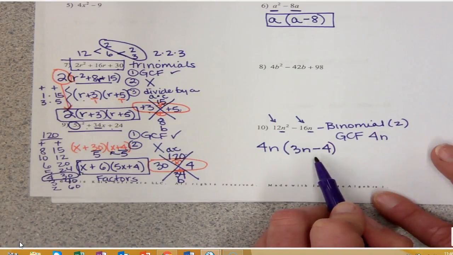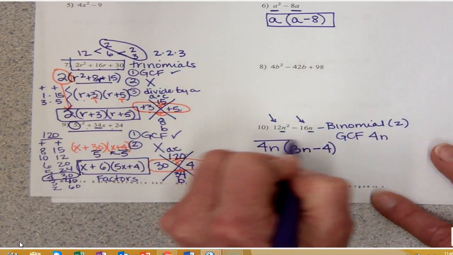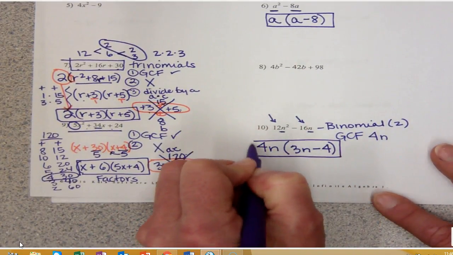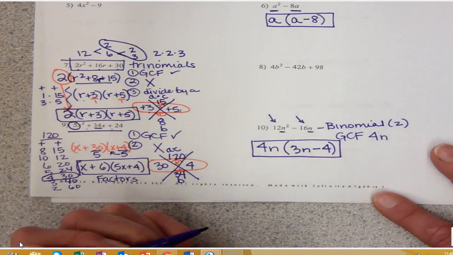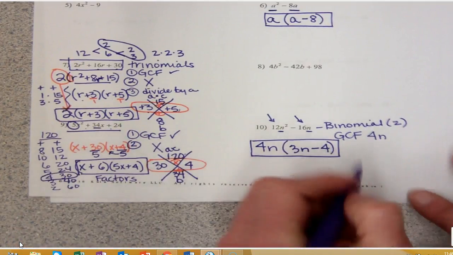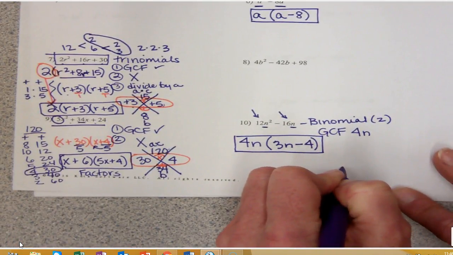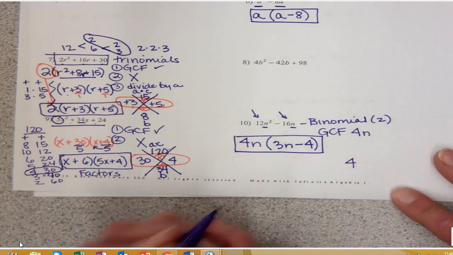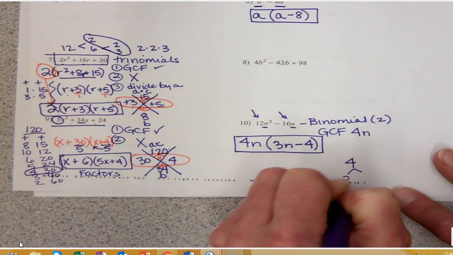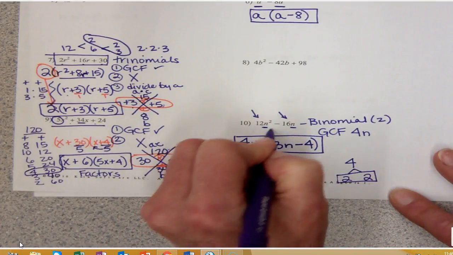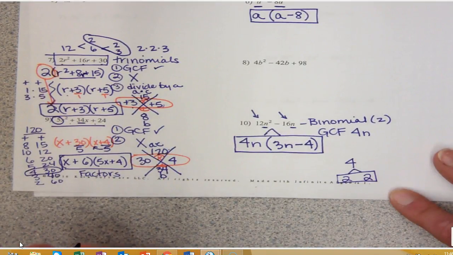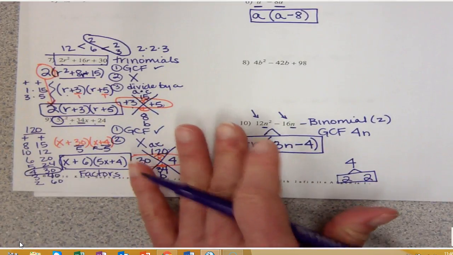Now I'm left with another binomial. Can I do anything with that? No, this is just like this one. These are my two factors for this. This is all I can do. It would be like saying, what if you had to factor out 4? You just factor out 2 and 2. There's nothing else you can do. You're done. So those are your two factors. And that's it. All right, guys, hopefully that helped.